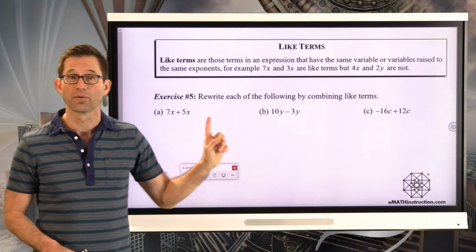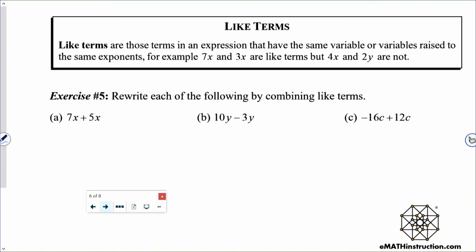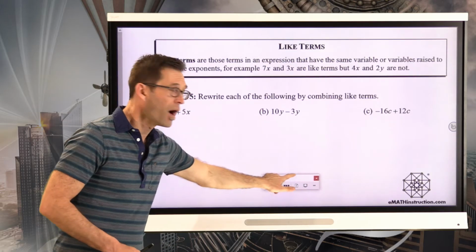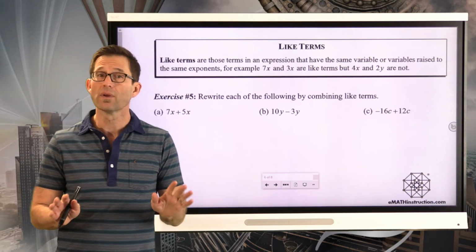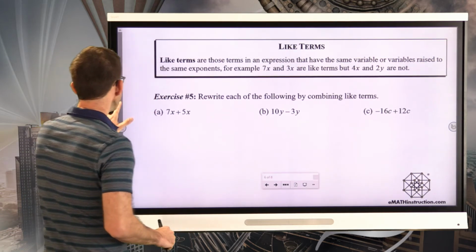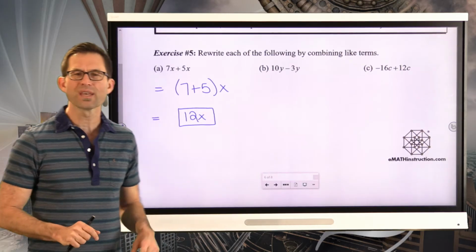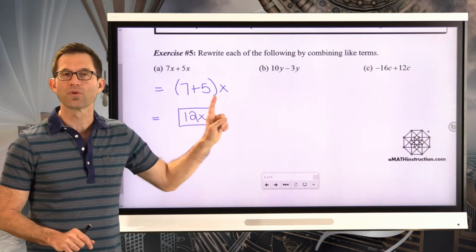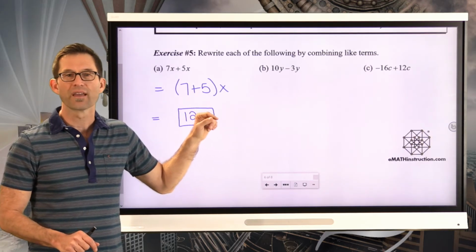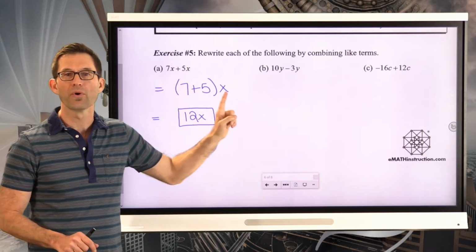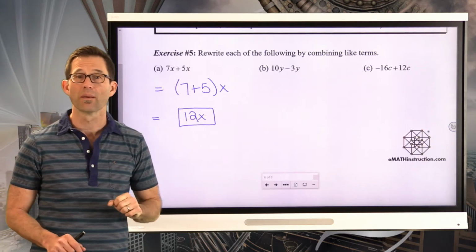Let's take a look at exercise number 5. Rewrite each of the following by combining like terms. All right, now I would suggest every time, especially until you get used to it, to do the following. Something like 7x plus 5x, I would rewrite as 7 plus 5 in parentheses times x. And then of course that's just 12x. Real simple, but notice how it's almost like I'm doing the distributive property in reverse, right? I'm saying, like there's an x multiplying both of these, I'll put it outside of the parentheses and then I'll just add these two numbers together.